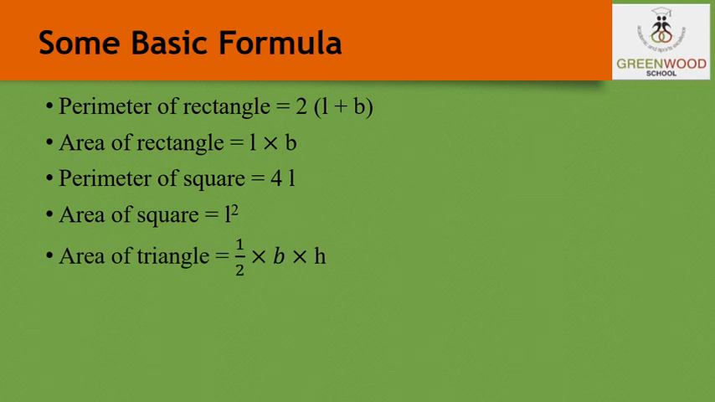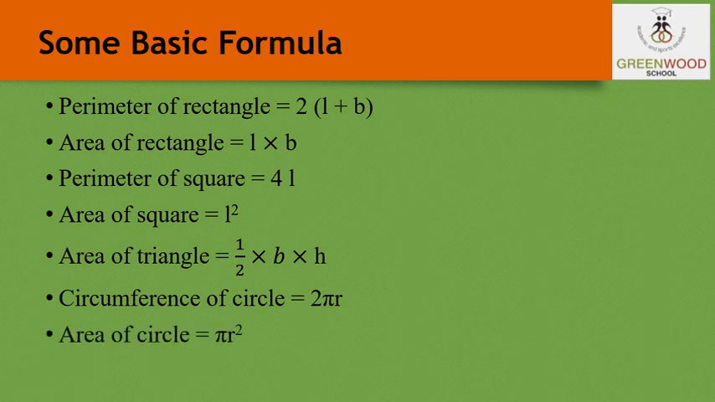Area of triangle, half into B into H, where B is base of a triangle and H is perpendicular height with the base. Then comes circumference of circle, that is 2 pi r, where r is a radius of circle. Area of circle equals pi r square. Area of parallelogram equals L into H, length into perpendicular height.